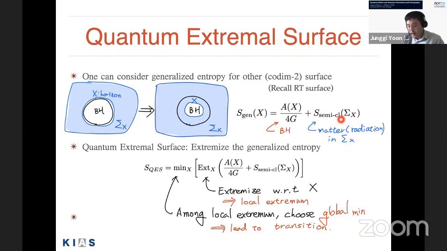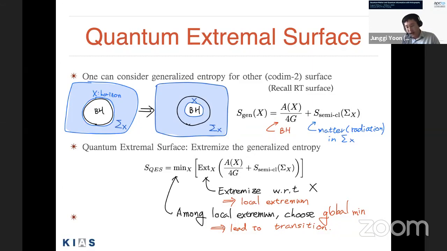When I calculate this entropy, I calculate it semi-classically, which means that the background is fixed. Otherwise, this is a quantum calculation, and if the background is dynamical, there is no way. Of course, there is another exception. And here, X is arbitrary.